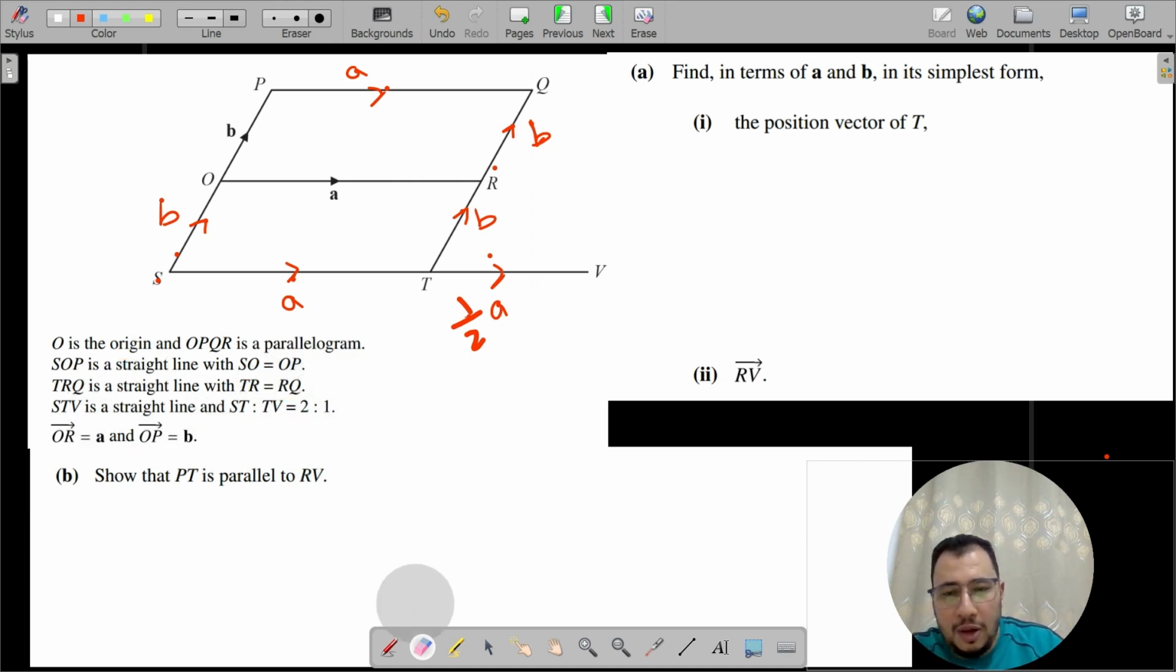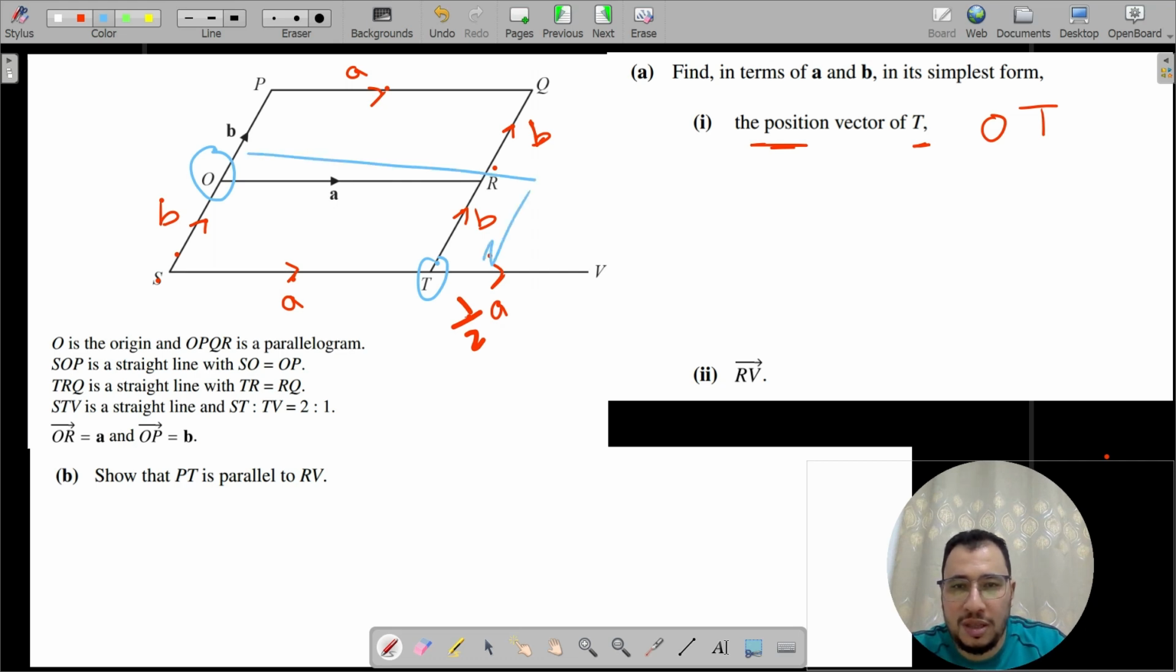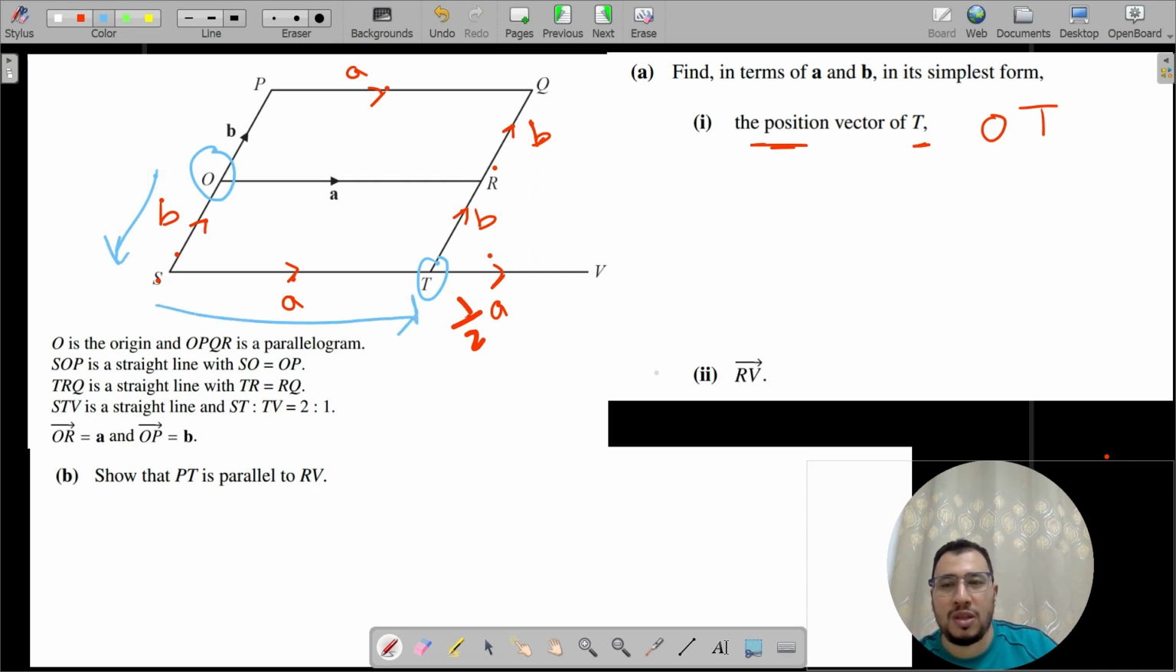Okay. Now we wrote our data on the diagram. Let's just find the answer. Find the position vector of T. Position vector starts from the origin all the time, which means you have to find OT. Okay, where is OT? Starts from O. Let me change the color here to avoid any confusion. Starts from O, ends with T. You have two directions. You can go here, then here, or you can go in the other direction here, then there, and both will give you the same answer, by the way.